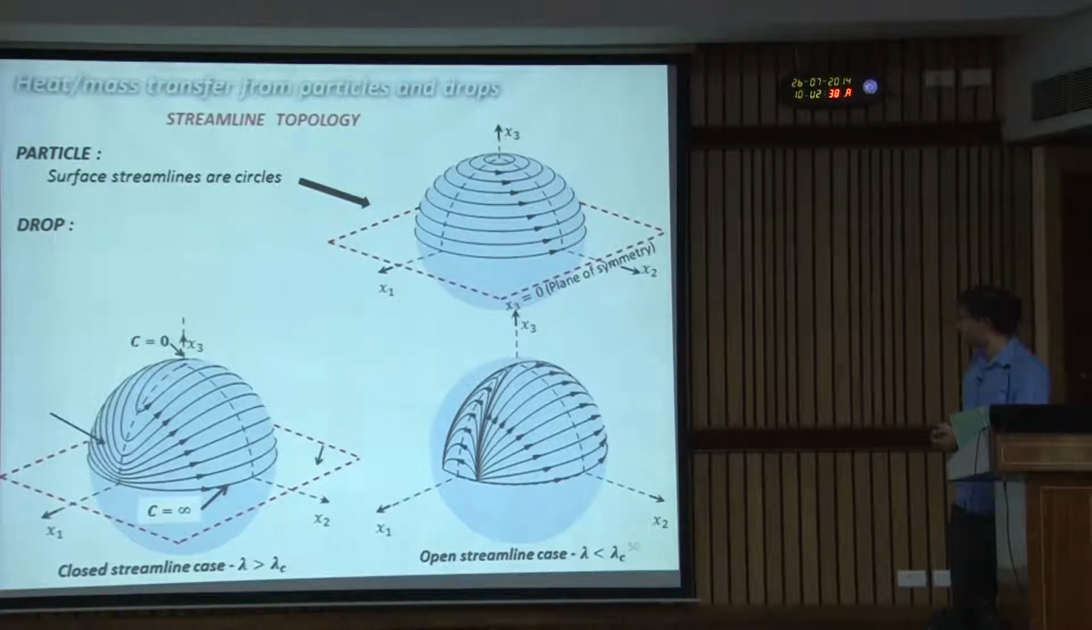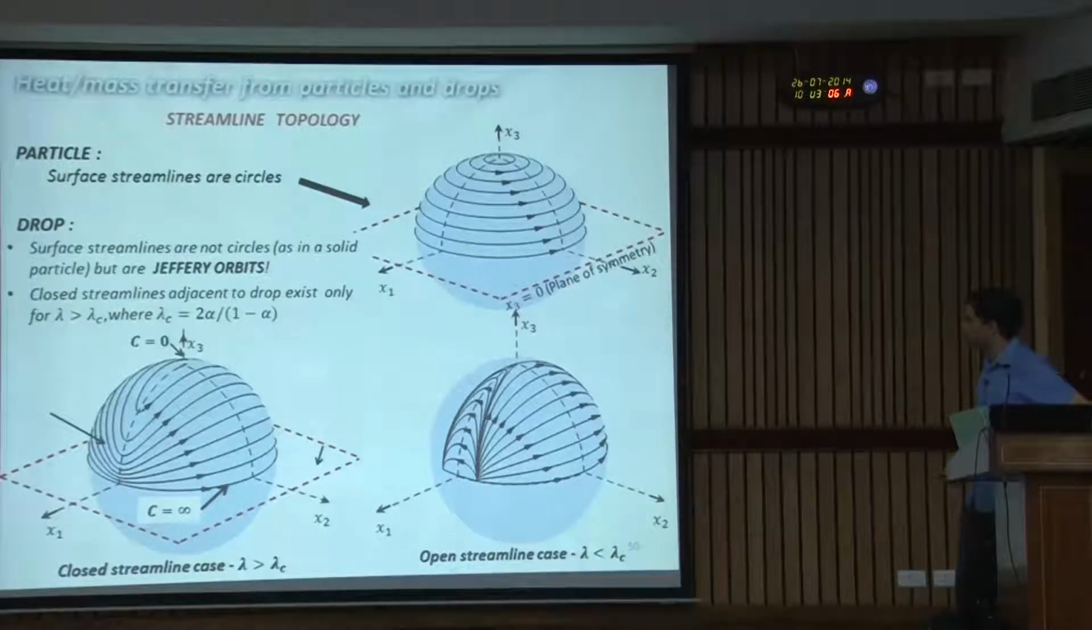Now, you could ask, what about the case of the drop? There are 2 cases here. I have shown you both the drop with closed streamlines, where remember lambda is the viscosity ratio. When lambda exceeds that critical value, which is dependent on the flow type, the streamlines are closed, though they are no longer circles. And if lambda is less than that value, they are actually open.